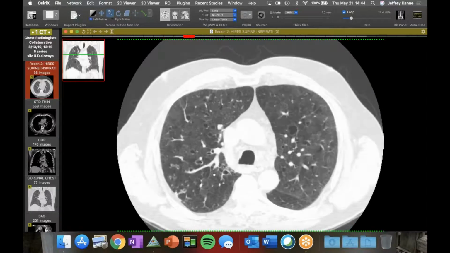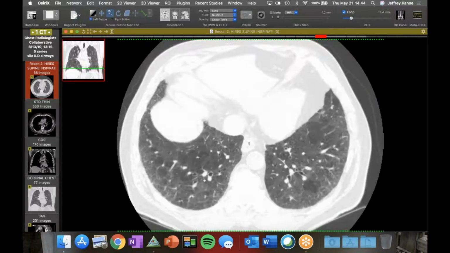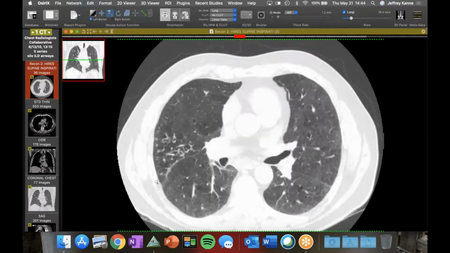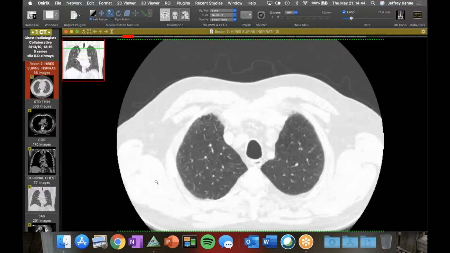exposure many years ago. But now he is becoming more short of breath, and over serial scans, he is developing more and more subpleural reticulation. And so I suspect the fibrosis is probably just from years of dust exposure, just being on a farm.